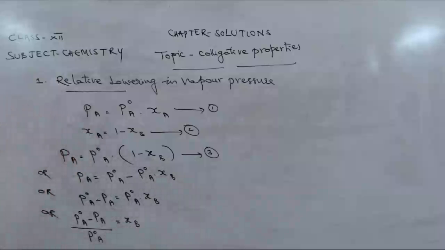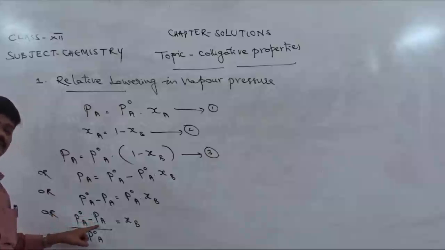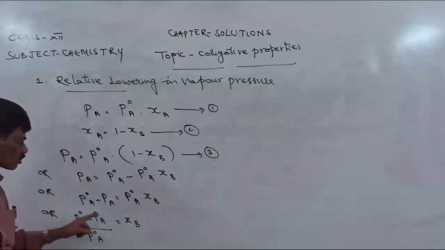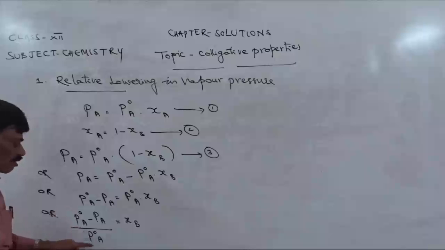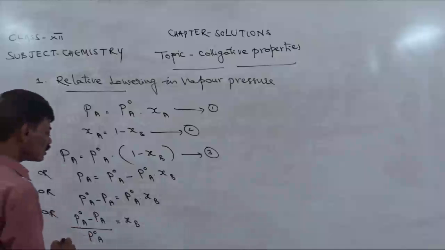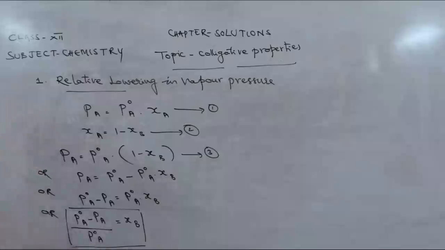Here P naught A minus PA refers to lowering in vapor pressure, because P naught A, that is the vapor pressure of pure solvent, is greater than the vapor pressure of the solvent when it is associated with a non-volatile solute. So this gives rise to lowering in vapor pressure. When this is taken with respect to P naught A in the denominator, then it is said to be relative lowering in vapor pressure, which is equal to chi B. This is an important equation in solutions.